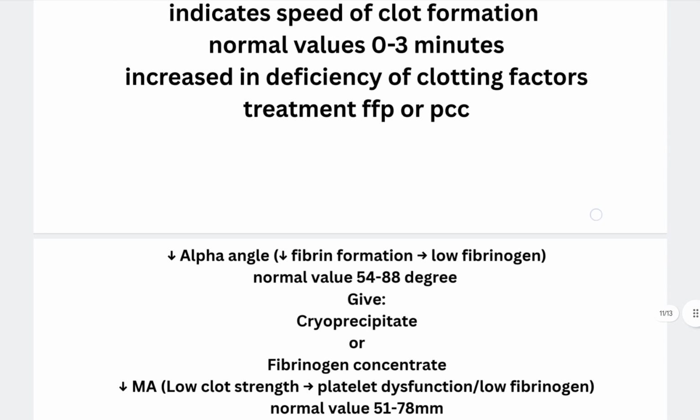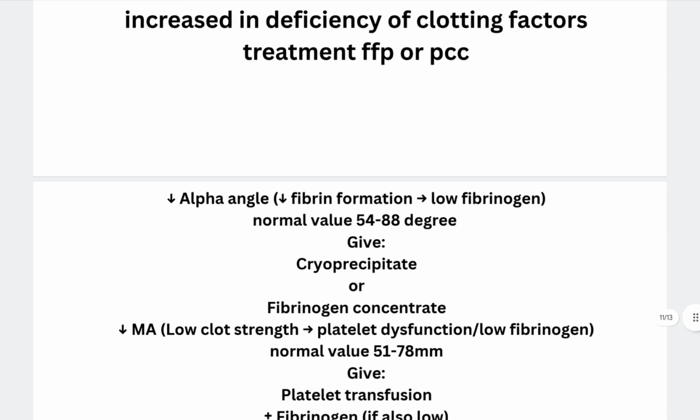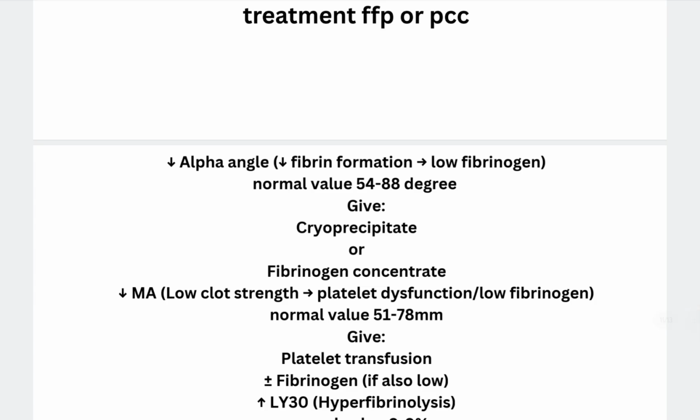So coming to our angle, that is the alpha angle. The alpha angle shows our rate of clot formation. If there is decreased fibrin formation, that leads to a decrease in the alpha angle. The normal alpha angle value is 54 to 88 degrees. If there is any decrease in the alpha angle, we'll correct it with cryoprecipitate or fibrinogen concentrate, because they predominantly contain fibrin.